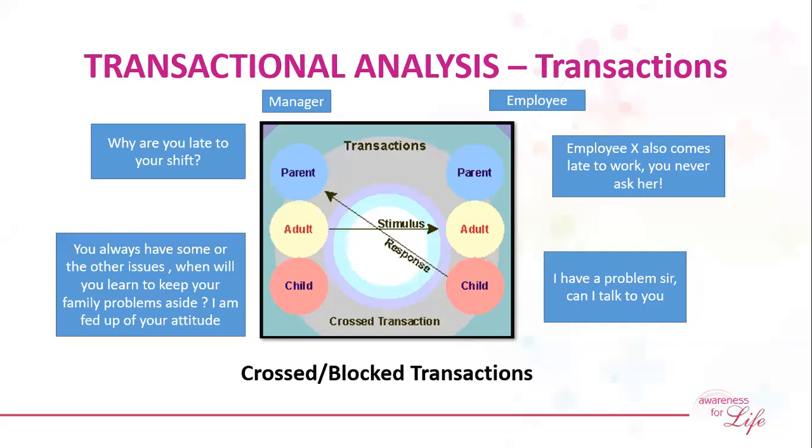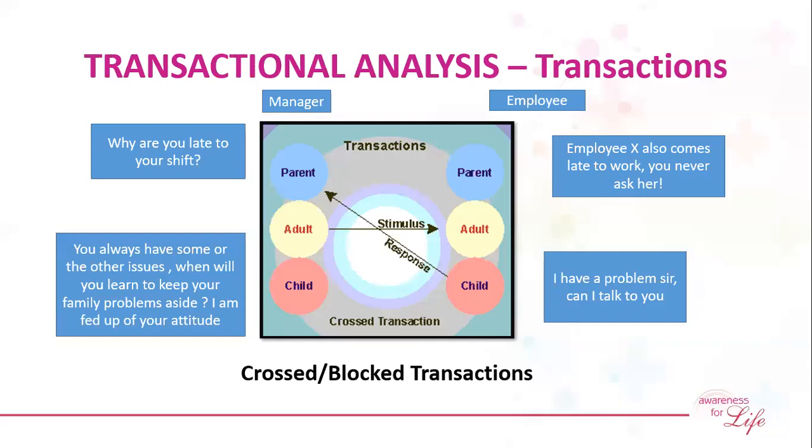And suddenly, when the employee tells him, "I have a problem, sir, can I talk to you?" Now he snaps at the employee, saying, "You always have some issue or the other. When are you going to learn to keep your family problems aside? I'm simply fed up of your attitude." Now, definitely, this was not the response which the employee had expected. And now, again, the crossed and blocked transaction is going to happen with it, right?